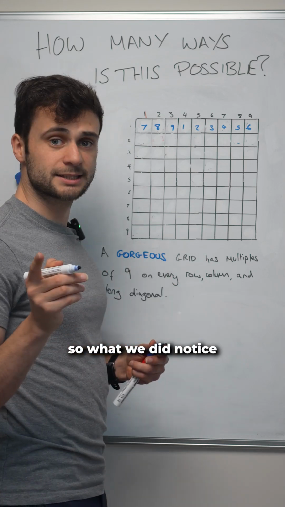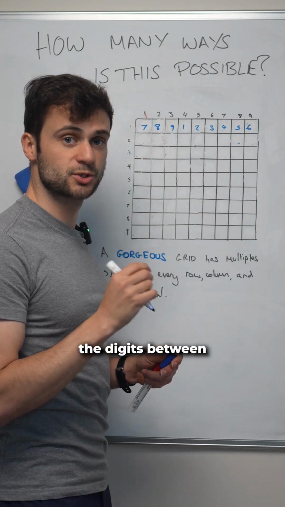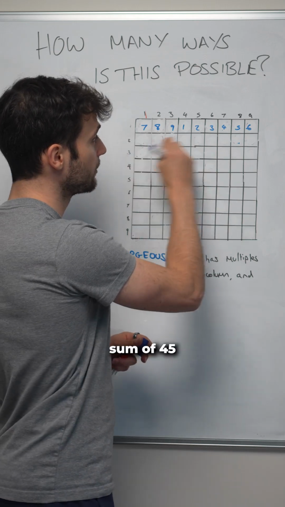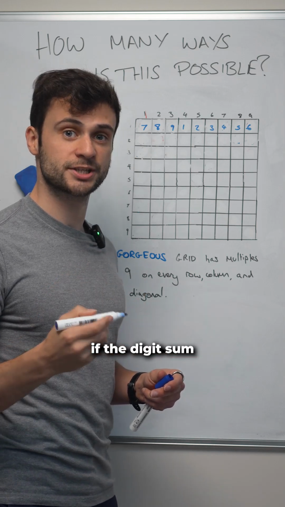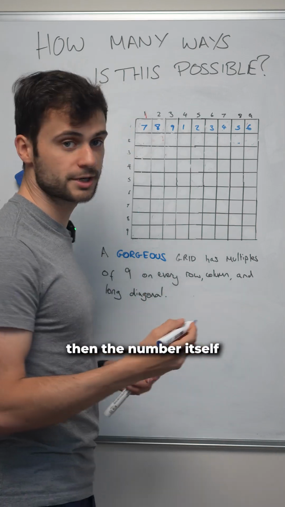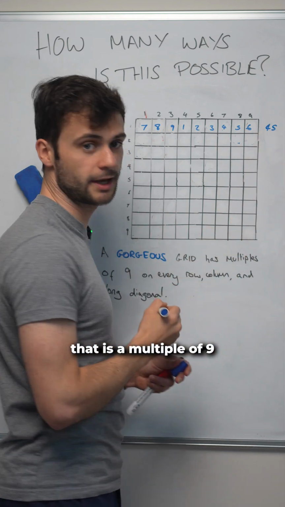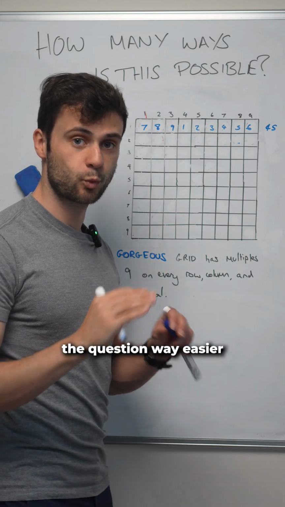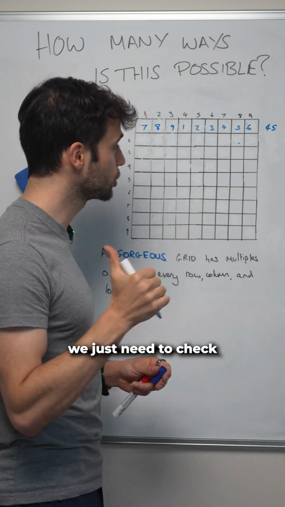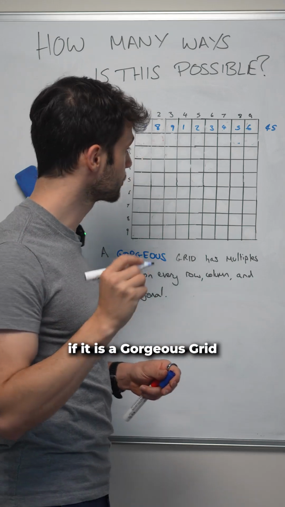So what we did notice was that every row, because it contains the digits between 1 and 9, is going to have a sum of 45. And we know that for any multiple of 9, if the digit sum is a multiple of 9, then the number itself is a multiple of 9. So digit sum 45, that is a multiple of 9, 9 times 5. So we're happy with every row. That's already made the question way easier, because now we just need to check the columns and the diagonals to check if it is a gorgeous grid.